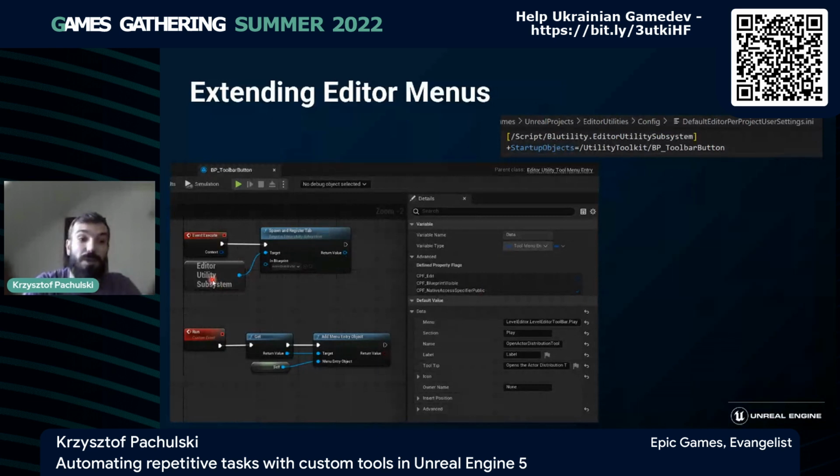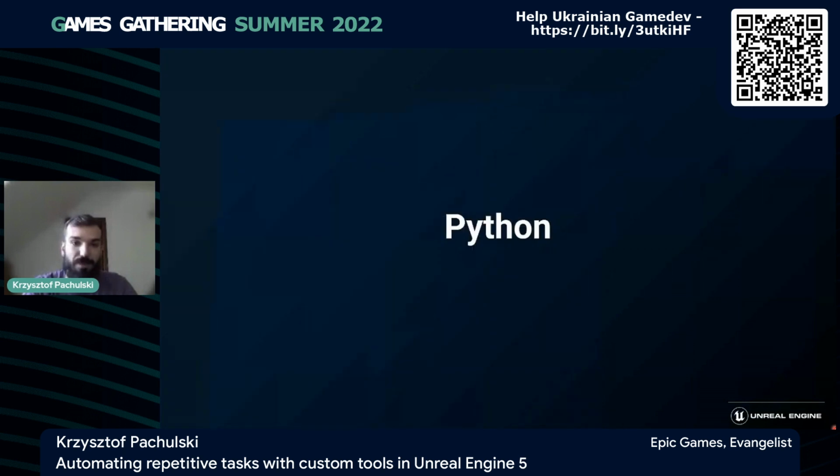What I'm doing here is spawning and registering a tab of type actor distribution tool, basically. And it's added to the editor utility subsystem. So this is one of those subsystems that you get access to, as I mentioned before.